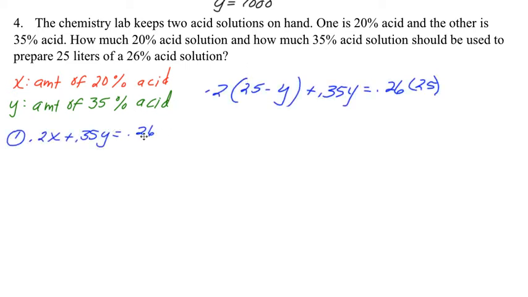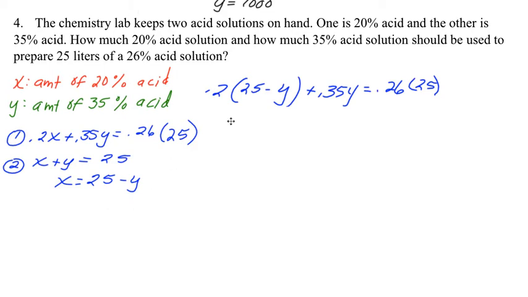And I went the wrong way again. So 0.2 times the amount of 20% plus 0.35 times the amount of 35% is going to equal 0.26. That's our 26% solution. The second one is x plus y equals 25. And I think I have a little error in here. I think I need to make that 0.26 times 25, right? Because that's how much we have.